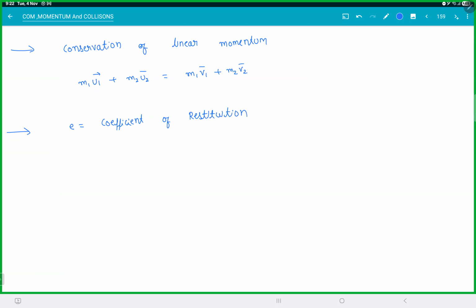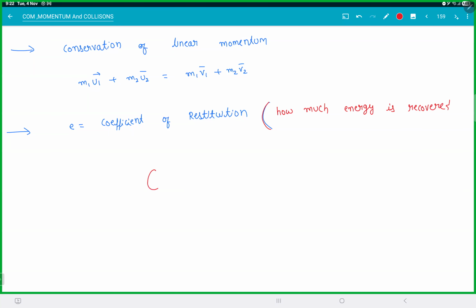Restitution is a Latin word. What it tells is how much energy is recovered from deformation. It tells you how much you got back. When the bodies collide with each other, the energy goes into the deformation. In that, how much did you recover?